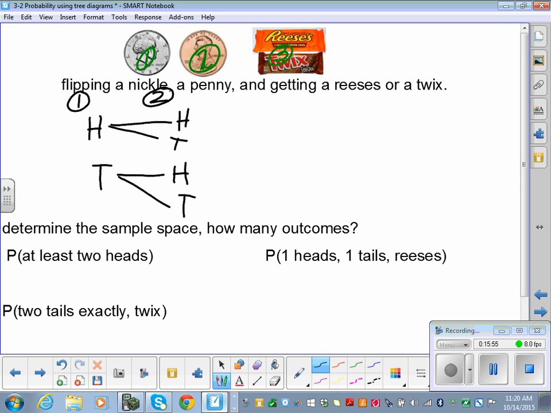Did I not explain that well, or does that make sense? Be honest, do I need to say that in a different way? Okay, you all get how I did that. So this is the orders and the possible outcomes of the first 2 events.